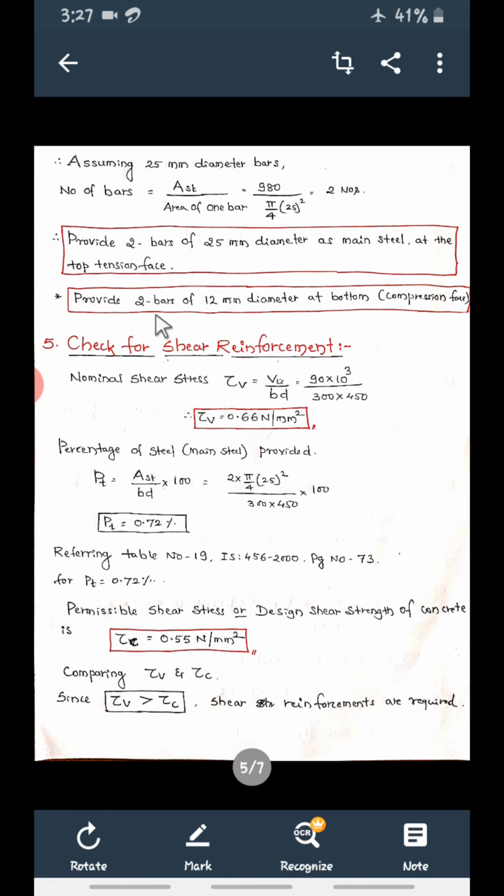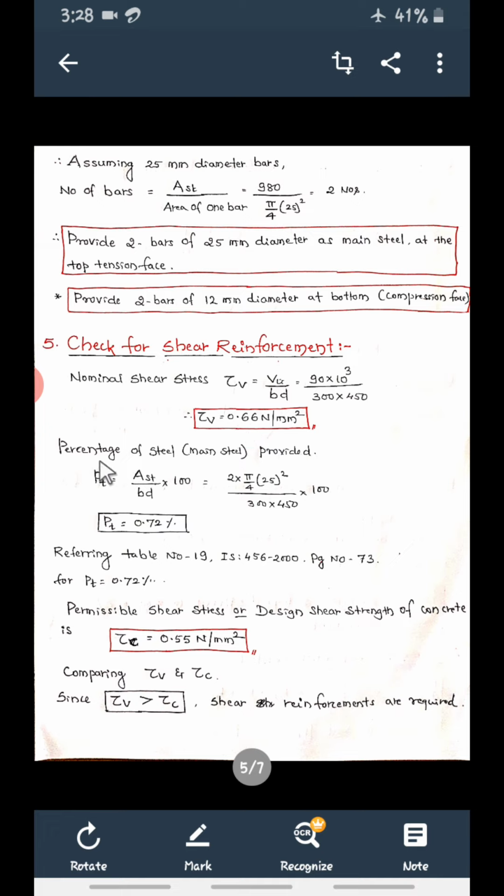Now let us check whether shear reinforcement is required or not. For this we have to calculate first the nominal shear stress, that is tau v. Stress is equal to force divided by area. Shear force divided by area, that is Vu upon bd. So Vu is 90 kilonewton, multiply 1000, it is 90 into 10 raised to 3 Newton, divided by b into d. So nominal shear stress tau v is equal to 0.66 Newton per mm square.